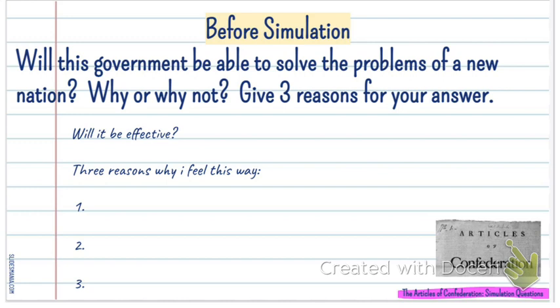Is it a good one? Is it a bad one? Seeing a lot of nays. A lot of nays. Okay, so no one thinks it's great. On your handout right here, I want you to talk about, with your partner, 3 reasons why you think this government is not going to be okay. All right, I'm going to give you 2 minutes. Go.